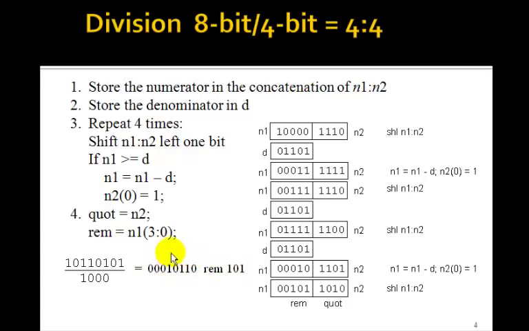But look, this quotient doesn't fit in 4 bits. It doesn't fit in 4 bits because before we did the shift, the high 4 bits of the numerator here was already greater than 8. This is 11, which is greater than 8. So in this case, we're going to get an overflow of the quotient, since the quotient doesn't fit into 4 bits, so we won't get the correct answer. So this is a problem, and we need to figure out how to solve it.